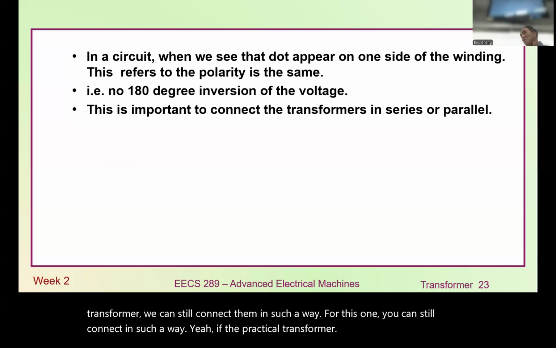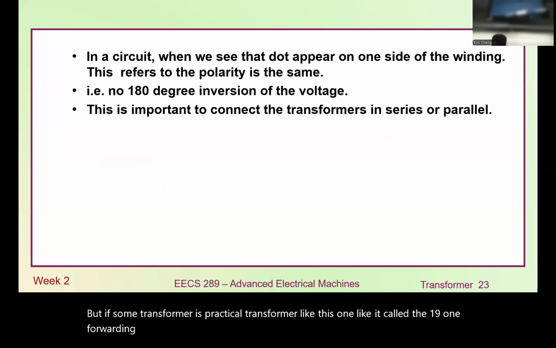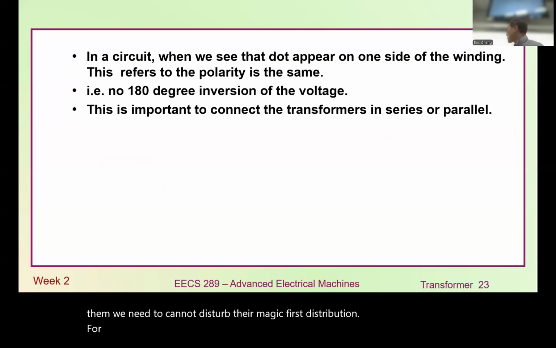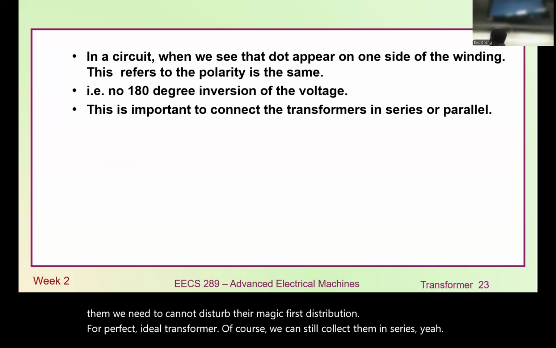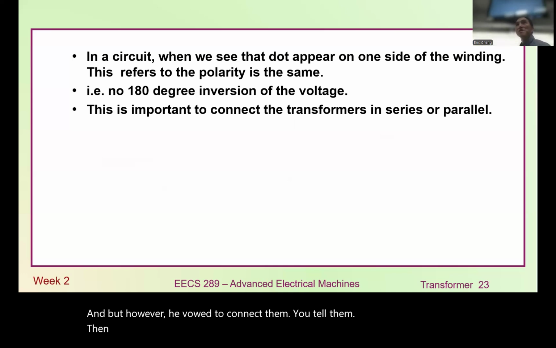But if some transformer is a practical transformer, like this one, with one magnetic core and 4 windings here, in what way can we connect them? Because once you connect them, we cannot disturb their magnetic flux distribution. For a perfect ideal transformer, of course, we can still connect them in series. However, if you want to connect them in parallel, then that's another thing we need to think about carefully.